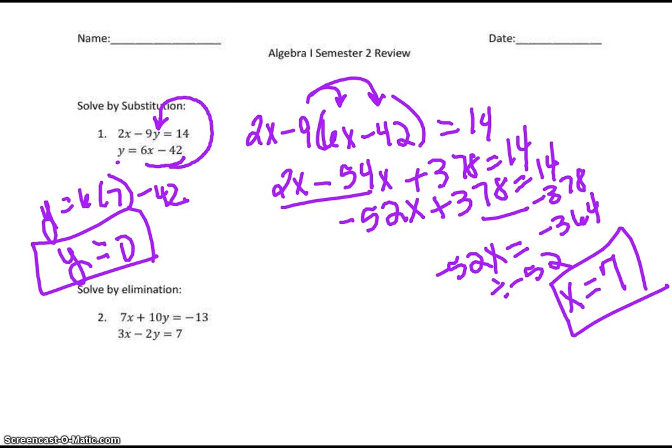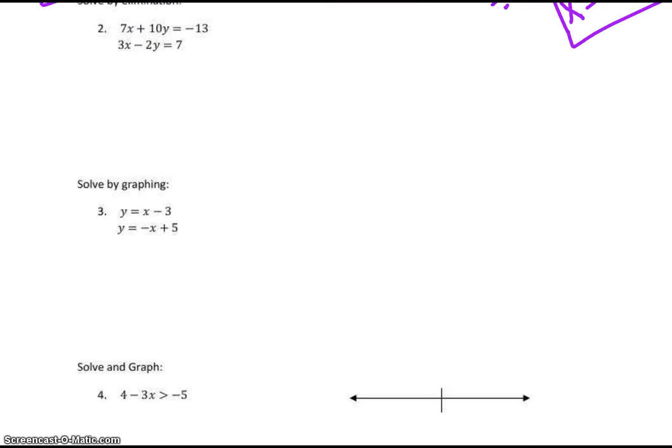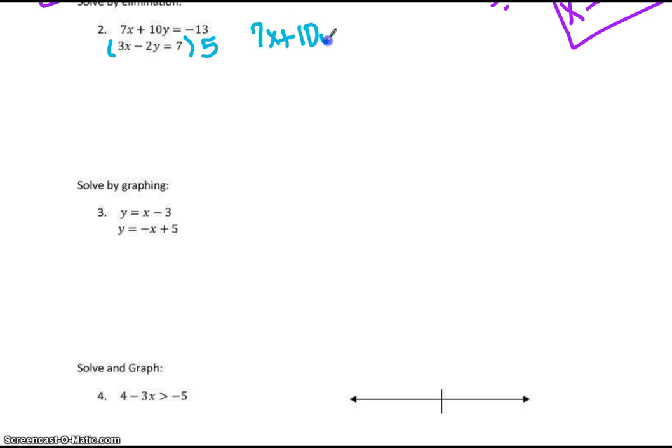All right, number 2 wants you to solve by elimination. When you're solving by elimination, you got to make something cancel. The 7 and the 3 are not set up very good, but the 10 and the negative 2, if I will take everything in the second equation and multiply it by 5, then these are going to cancel. So 7x plus 10y equals negative 13 stays the same.